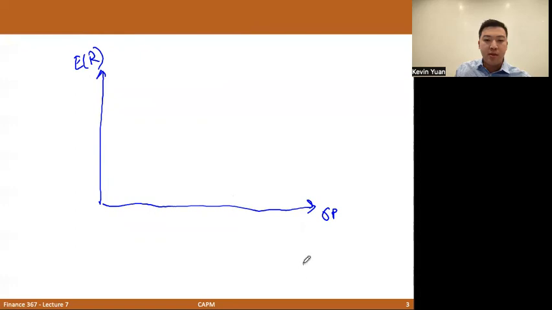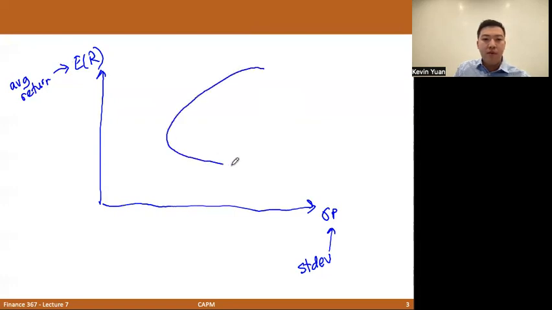So again, this is the standard deviation of the portfolio, and this is the average return of the portfolio. Okay, and again, we can have a bullet-shaped curve right there, each of them corresponding to different weights of the risky asset. And again, we have our risk-free rate down here.